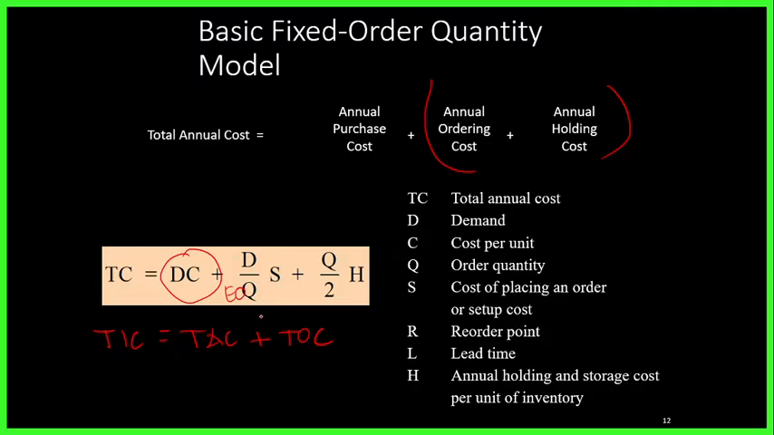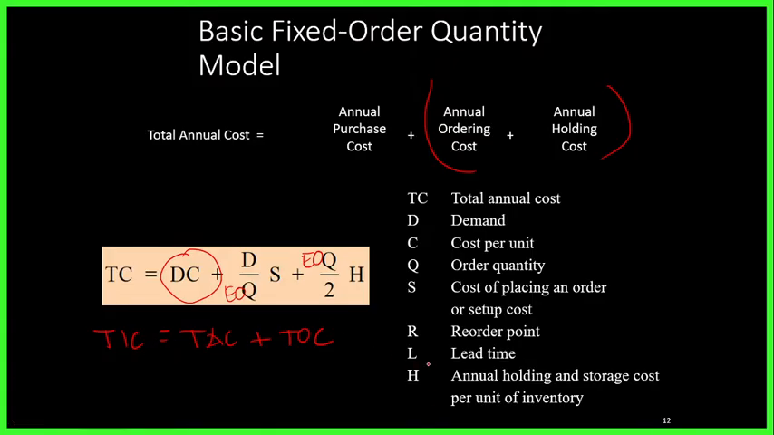So 100,000 divided by 1,000, you will have 100. So you will order 100 times in a year. You multiply that by S, the cost of placing an order, and that's your total annual ordering cost. And then your holding cost or carrying cost is Q, if you're using EOQ, divided by 2, times the annual holding cost.